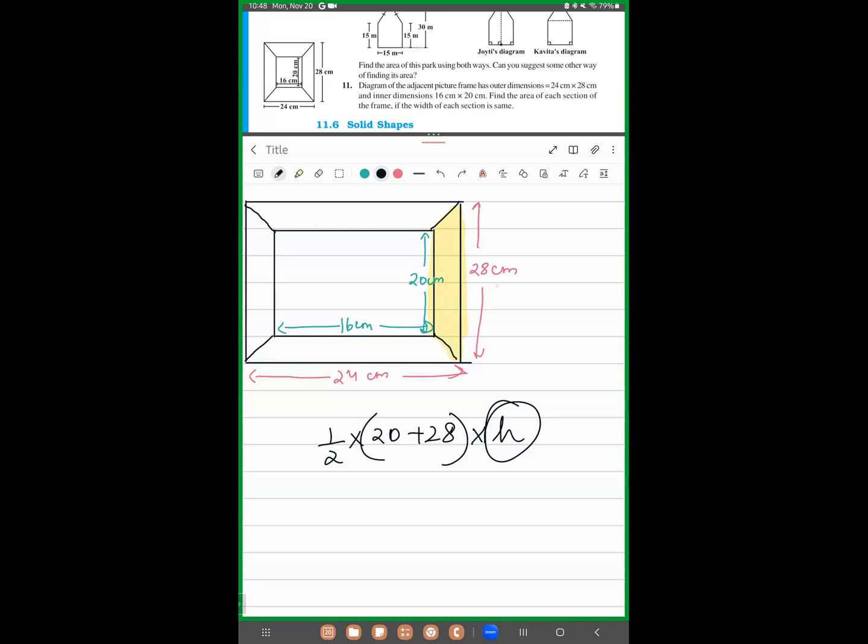Bache, they're all in centimeters. How will this small width be 1 meter? 1 centimeter. How 1 centimeter? How did you come to that conclusion?